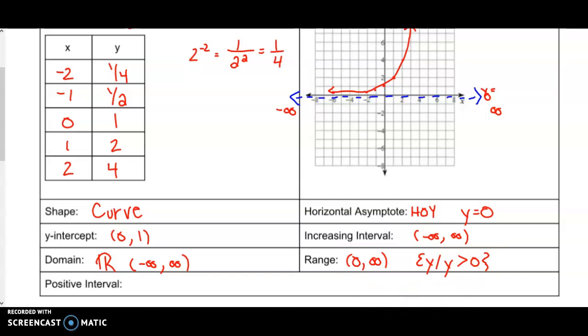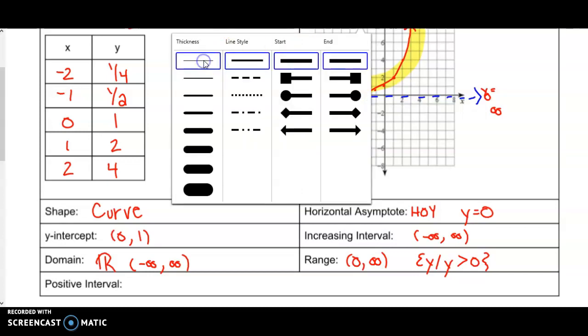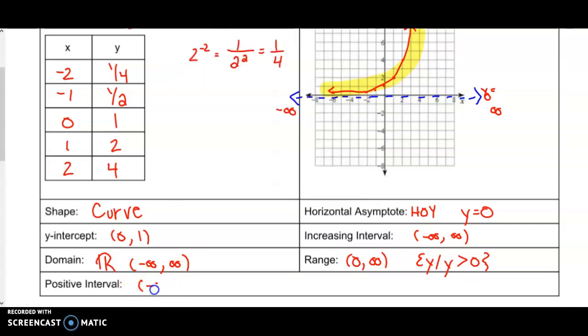All right, and then positive notation. Remember, positive is above the x-axis. So if you look, the whole entire graph is above the x-axis. So all of this is above it. Notice there's no point even on the x-axis that touches it. So that means the whole entire thing, negative infinity all the way to infinity, is above the x-axis.